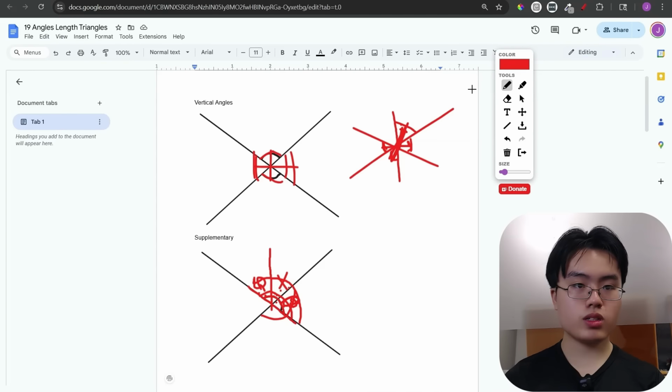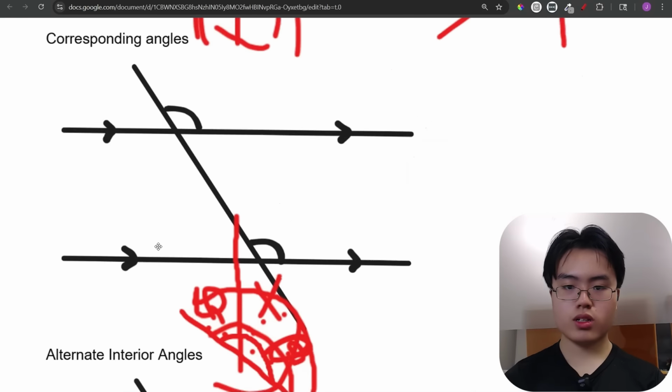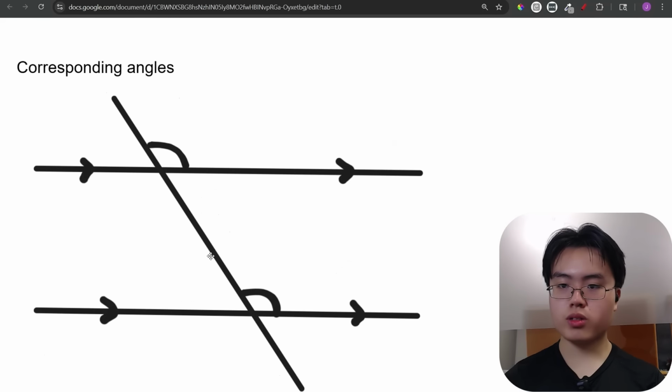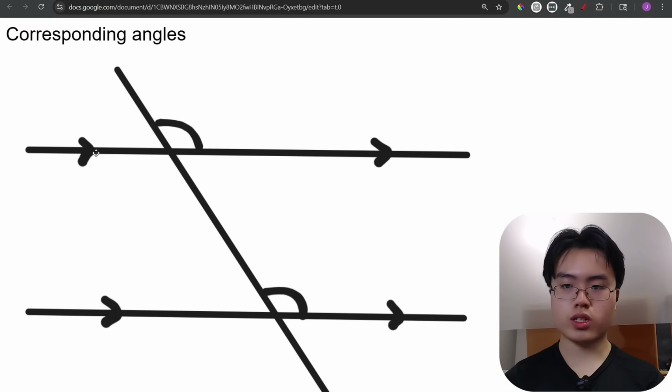The next one is corresponding angles. And these only work with parallel lines. Okay, and you know they're parallel, because the question tells you. Or also if you see these symbols, which is like arrow marks on the 2 lines, that means these 2 are parallel to each other. If you see arrow marks on 2 lines, they're parallel to each other.